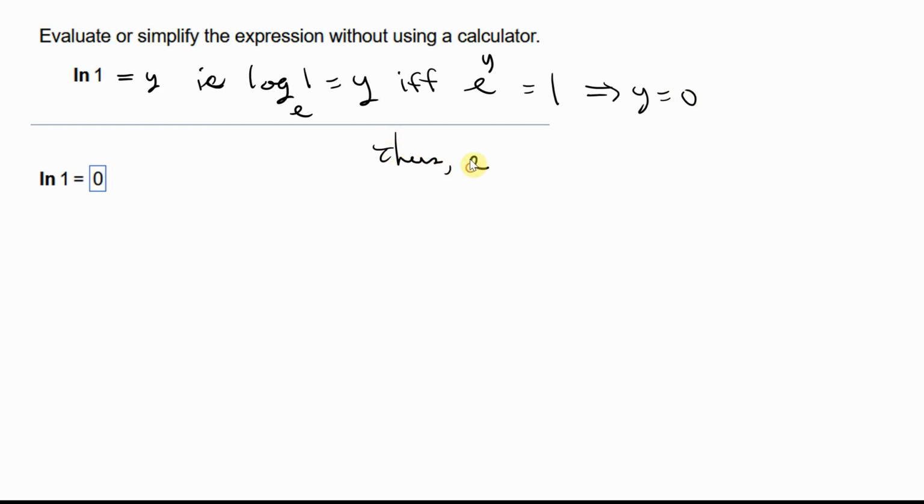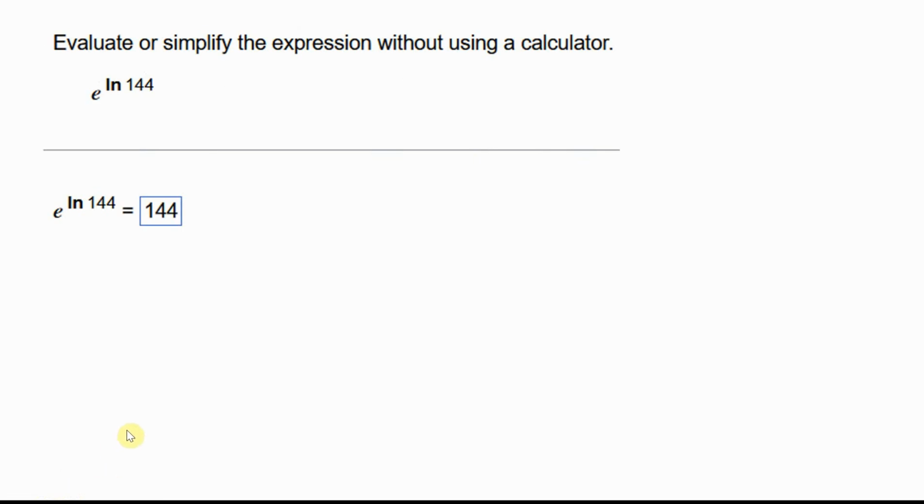Thus, e to the 0, anything to the 0, is equal to 1. Right? And once you get that, you've got it. Once you get it, every time you see the natural log of 1, you know that's equal to 0. All right. Now, e and natural log are inverses of each other. So what you end up with, and it's a property, is just 144.